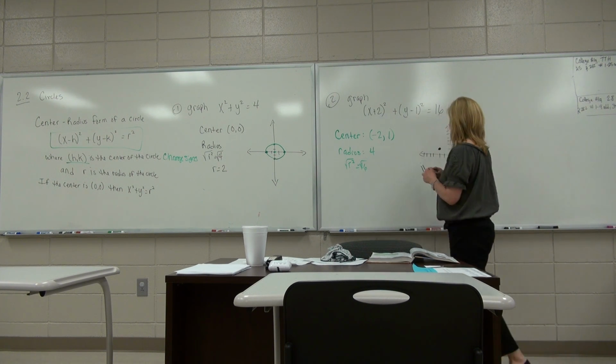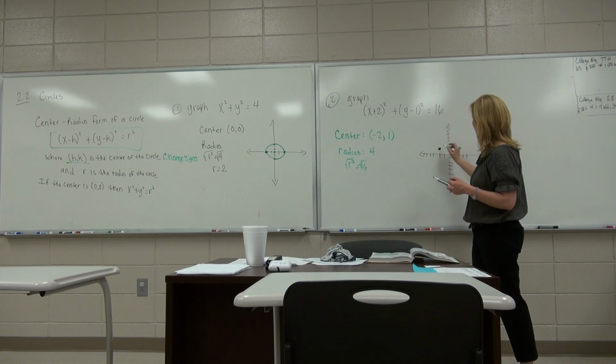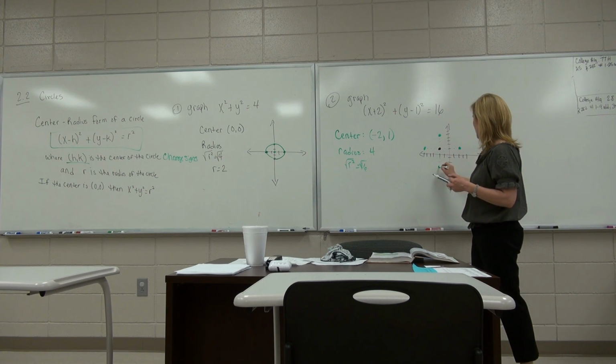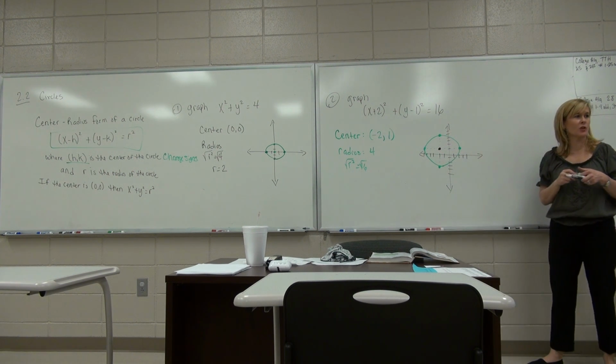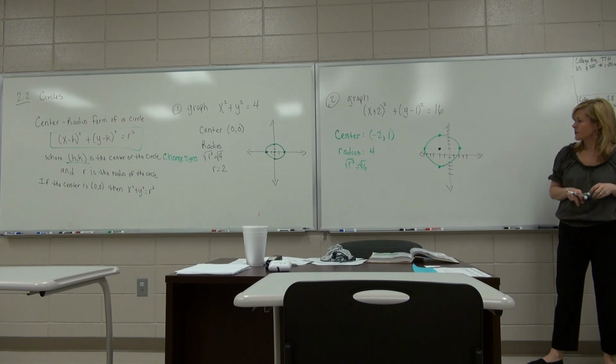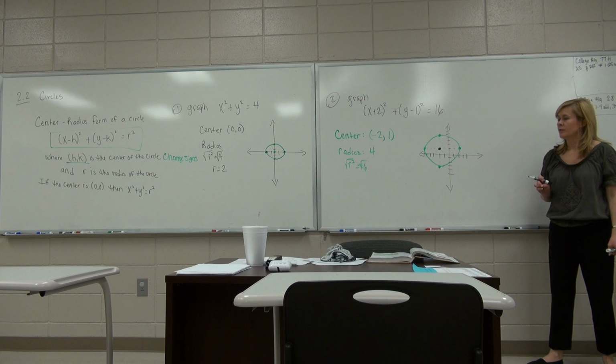And we go 4 units in each direction. So from negative 2, 1, I'm going to go 4 to the right: 1, 2, 3, 4. I'm going to go 4 up: 1, 2, 3, 4. 4 to the left: 1, 2, 3, 4. 4 down: 1, 2, 3, 4. And then you make your pretty perfect circle, unlike mine. There we go there.